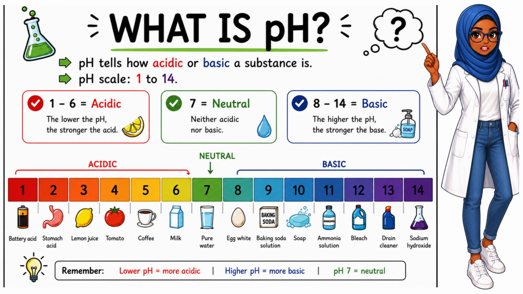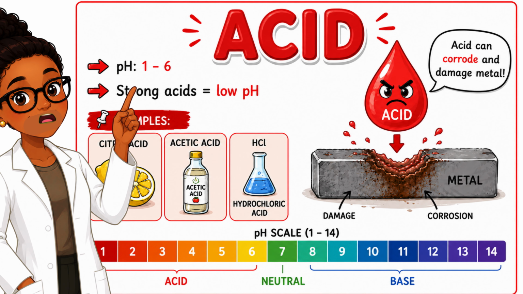The closer a substance is to 1, the stronger the acid. The closer it is to 14, the stronger the base. Now let's talk about acids. Acids usually have a low pH value, a sour taste, and can react with some metals. Examples of acids found at home include lemon juice, vinegar, and soda.